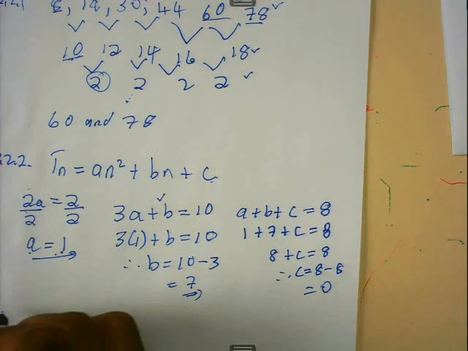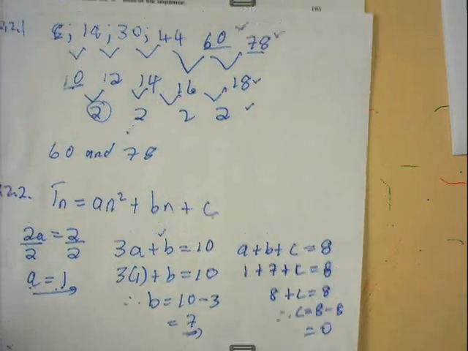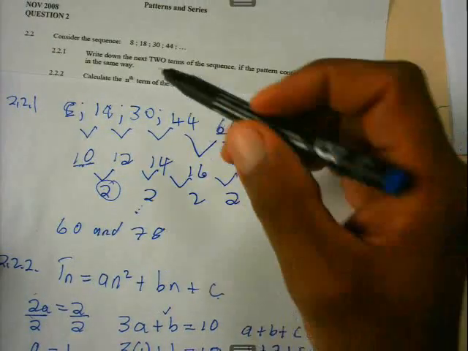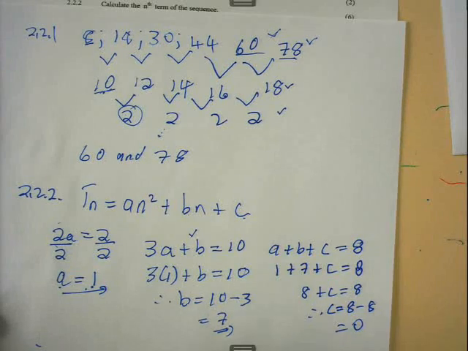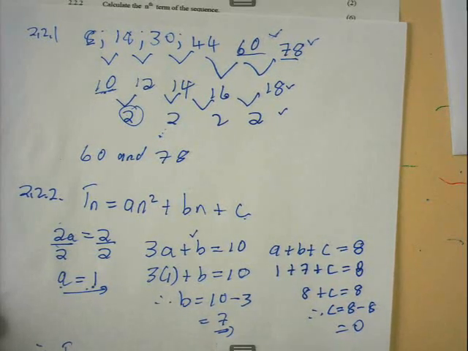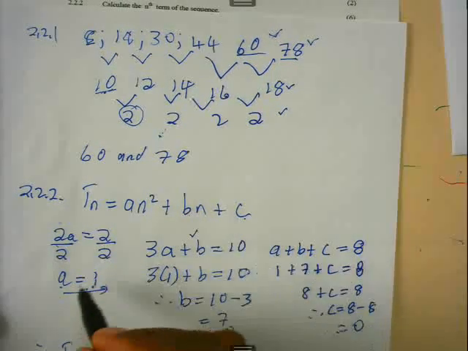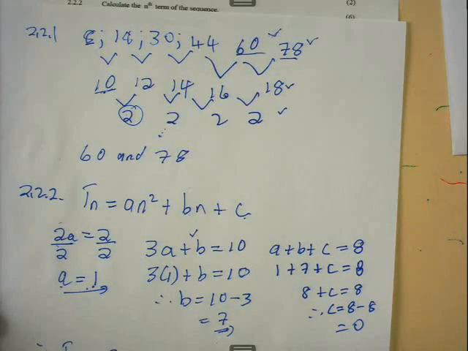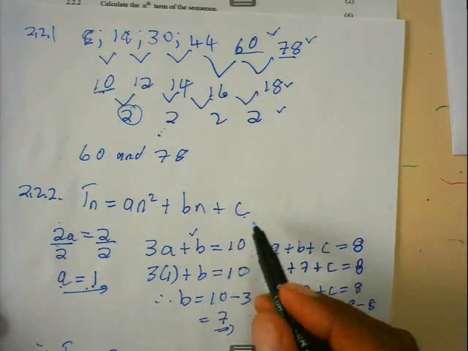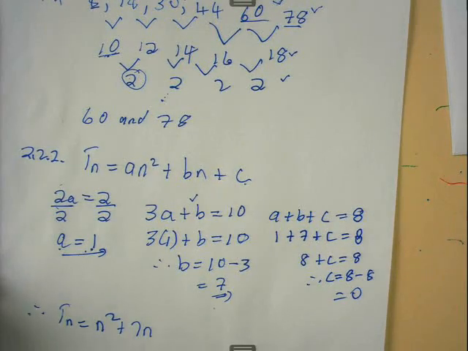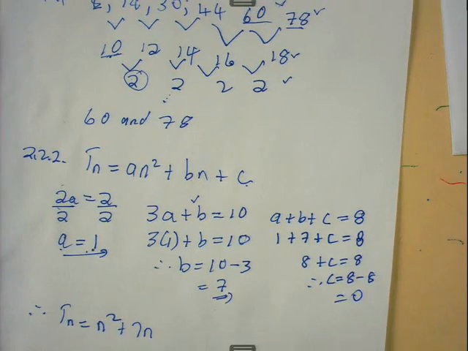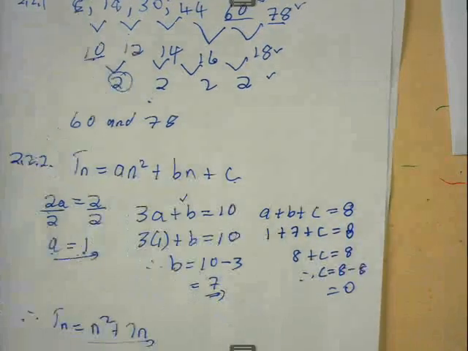Right. Now immediately after this one, what's important is you must answer the question. The question said, calculate the nth term of the sequence. Now when we respond to the question, we can say, therefore Tn is equal to n squared, a there is 1, plus 7n. Right? What is the value of c? Then c is 0. Therefore, the general term or the nth term is Tn is equal to n squared plus 7n. I think, boys and girls, you have this one right.